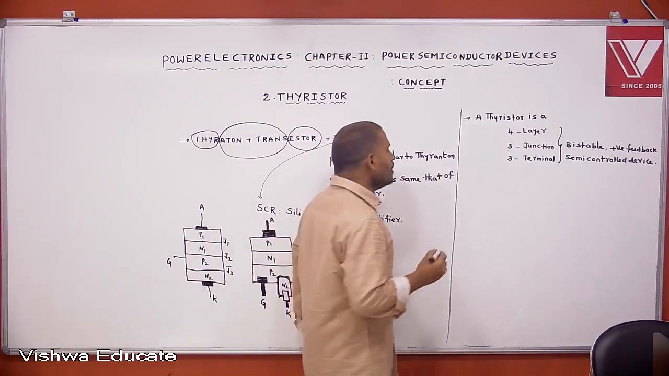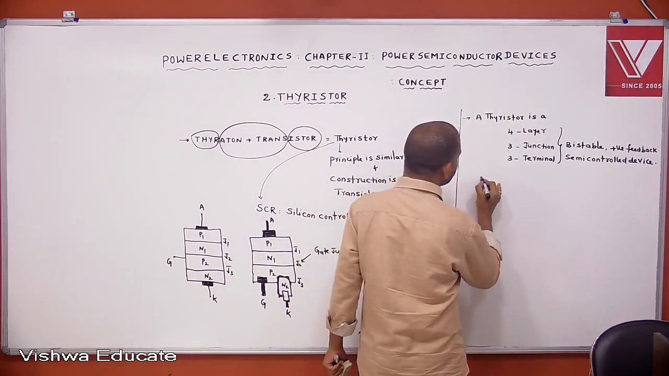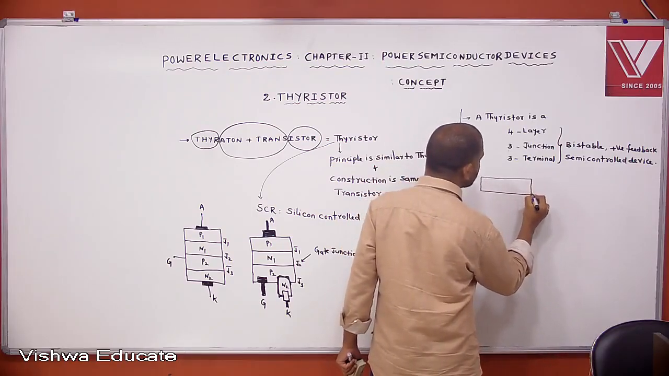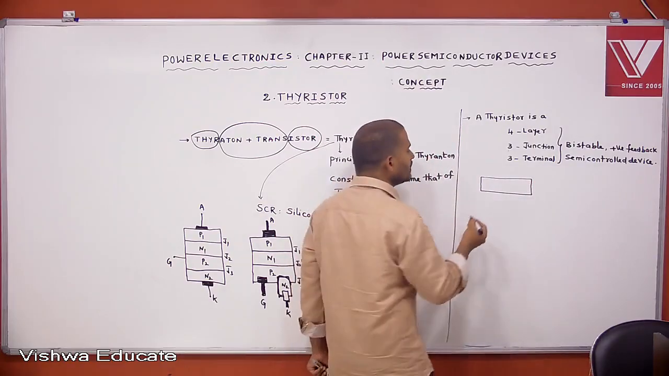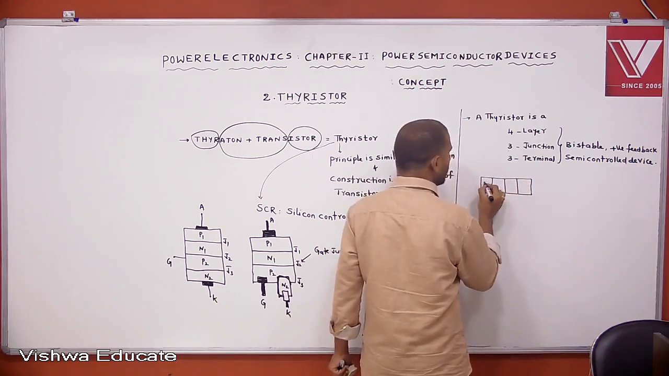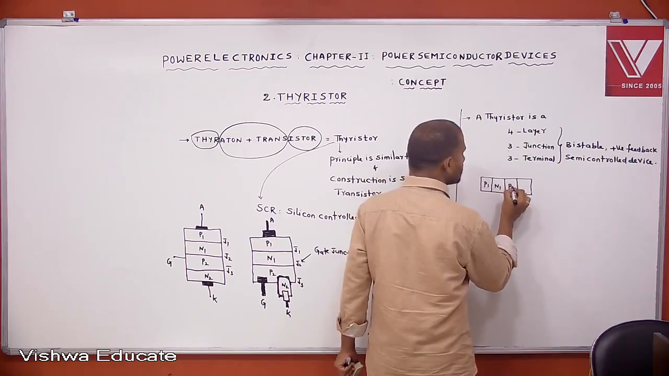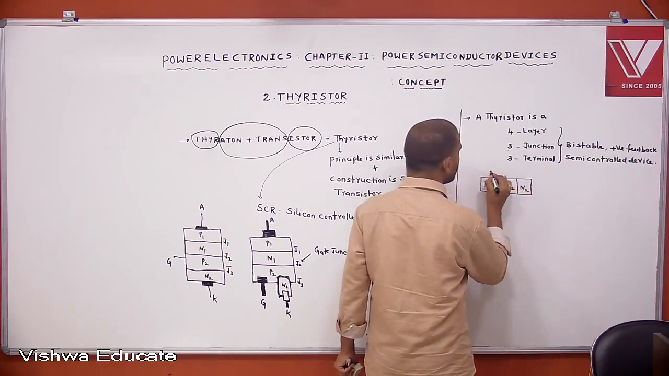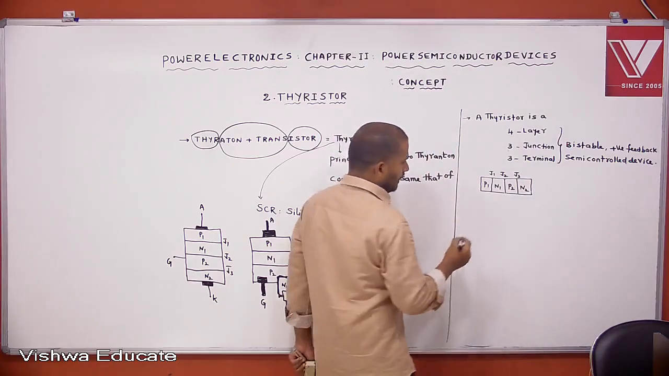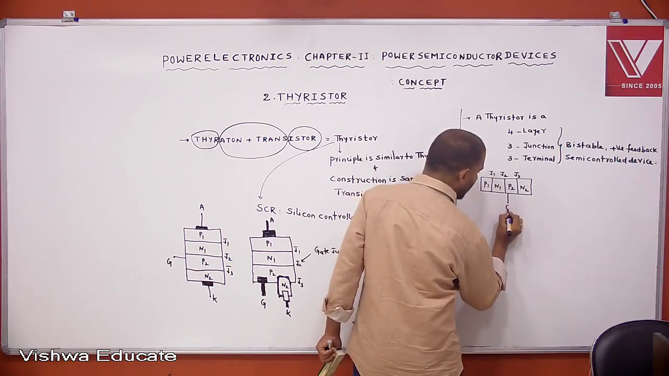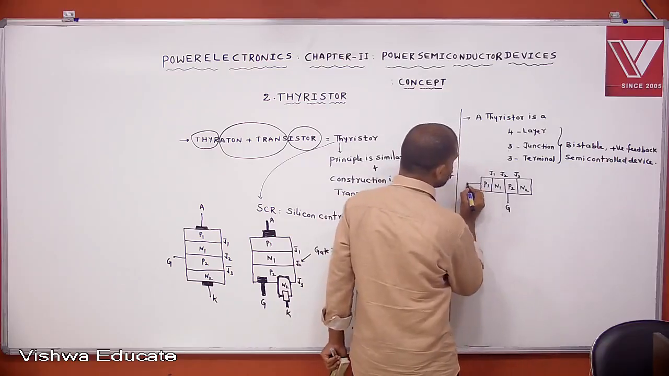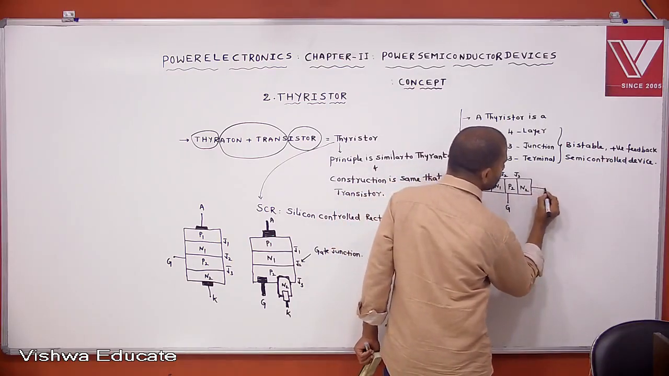Then, here I am telling that 4 layers. What is the doping concentration of these layers? What is the doping concentration of these 4 layers? How can we dope these layers? This is P1 and this is N1, this is P2 and this is N2, this J1, J2, J3. And gate is connected to the inner P layer, that is nearer to the J2 junction. Then this terminal is anode and this terminal is cathode.